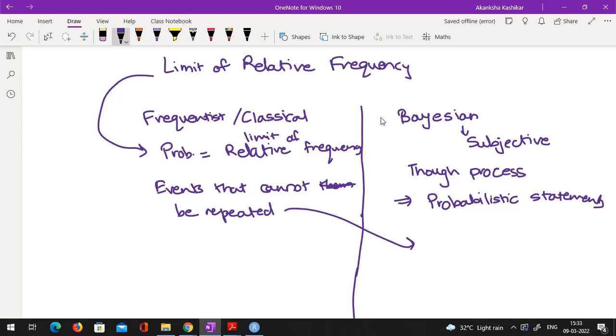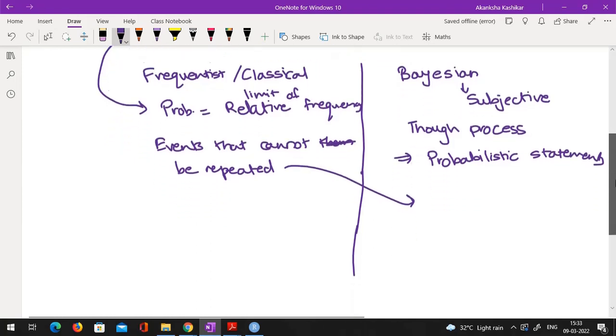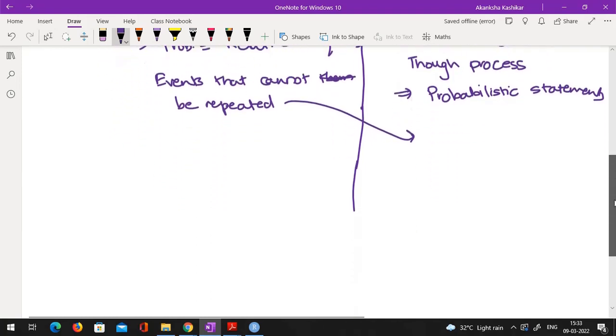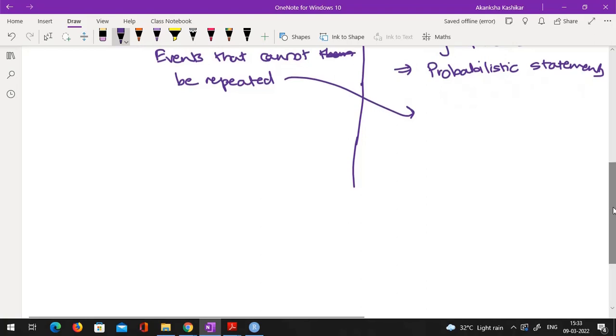Another major difference, which is more obvious, this first difference was not that obvious I think, but the second difference is quite obvious. When you talk about any statistical distributions, what is meant by a parameter? What is a parameter?